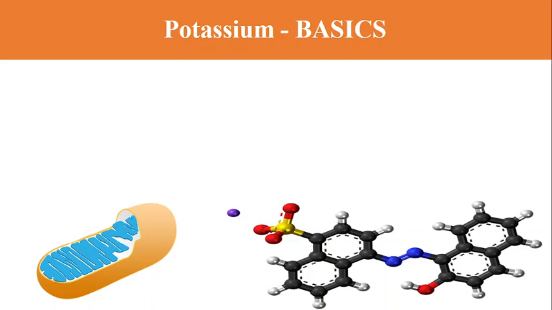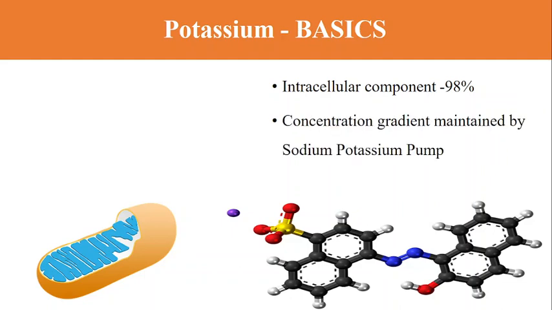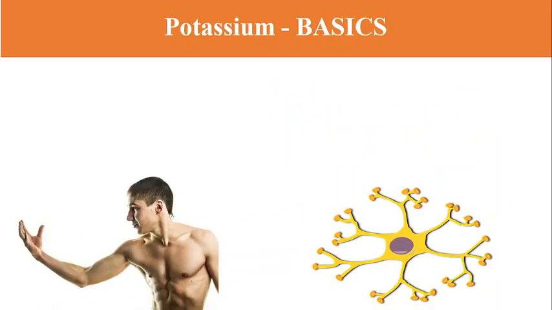So why do we need potassium? Where is potassium in our body? Potassium is an intracellular component. What do you mean by intracellular? It is inside the cell. So 98% of the potassium is present inside the cell and the sodium is present outside the cell. This concentration gradient, potassium inside and sodium outside, is maintained by a pump called the sodium potassium pump.